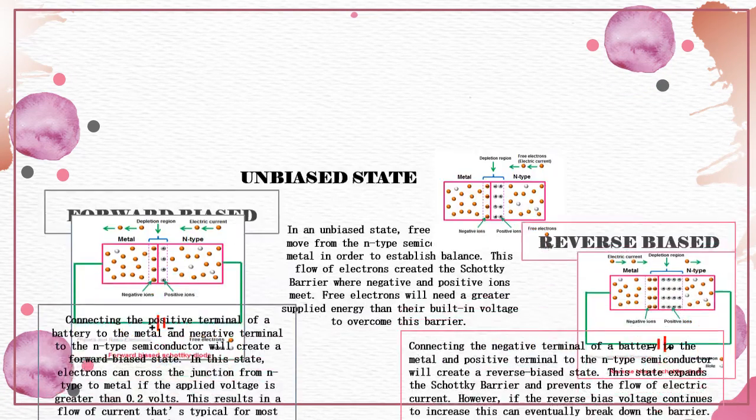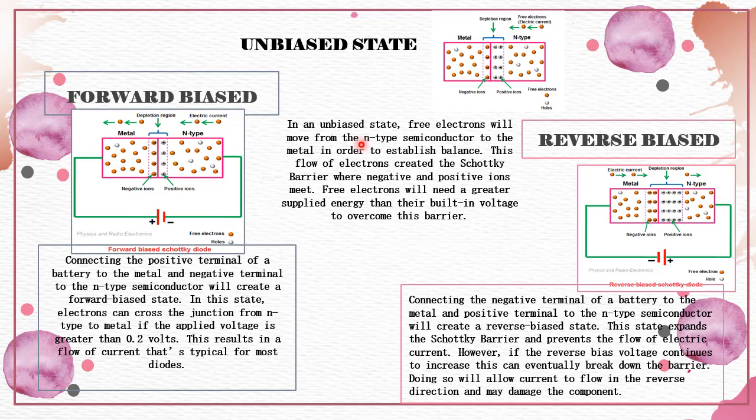Three conditions that will determine the behavior of Schottky diode. Firstly, unbiased state. In an unbiased state, free electron will move from n-type semiconductor to the metal in order to establish balance. This flow of electron created the Schottky barrier, where negative and positive ion meets at the middle. Free electrons will need a greater supply energy than their built-in voltage to overcome this barrier.